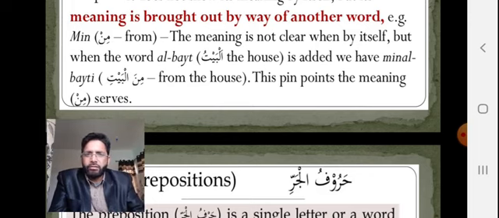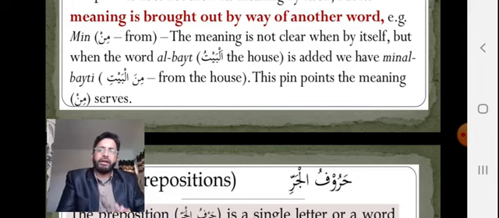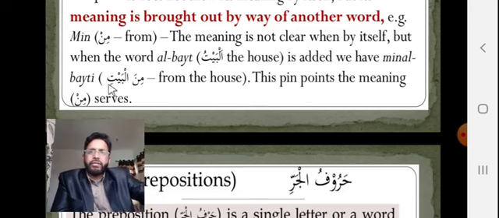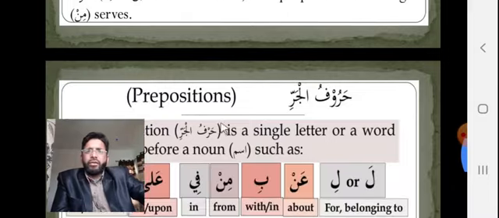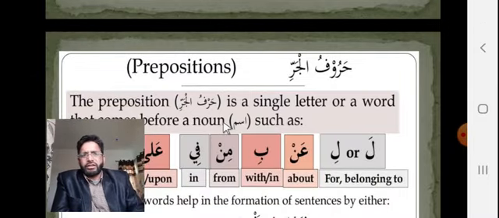Before it was just from, there was no clear meaning. But when I say min al-bayti, it means from the house. Now it gives some sense, some meaning. So this is called harf. Harf has so many kinds in Arabic as well, and most commonly we use huruf al-jar, genitive prepositions.